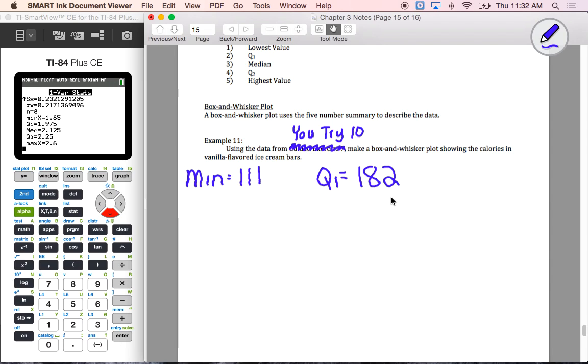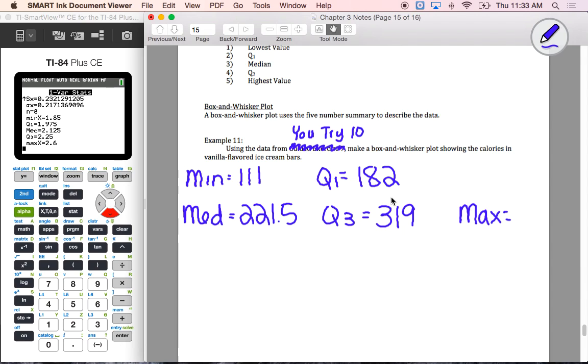Then we found the median, and our median was 221.5. Then we have our Q3. We found that to be 319. And then the max is the highest number, which was 439. Again, I'm taking all of that from your You Try 10 that you just did on your own.